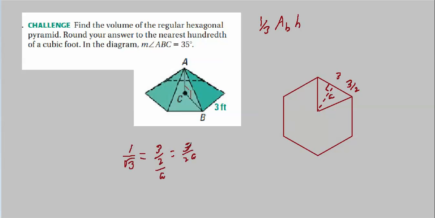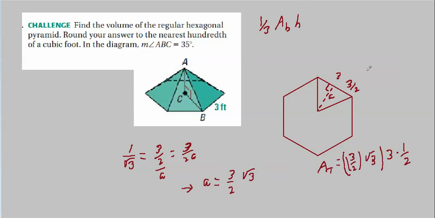Or we could write this as, this implies that A equals 3/2 times the square root of 3.